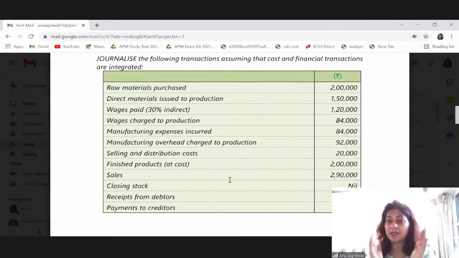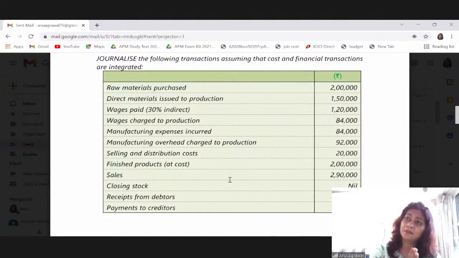So the maximum accounting entries can be, if you issue raw material, you buy raw material, it is going to be material control account debit or store ledger control account debit to CLC if it is non-integrated. And if it is integrated, then it could be cash or creditor, depending on whether I bought it for cash or I bought it for credit.